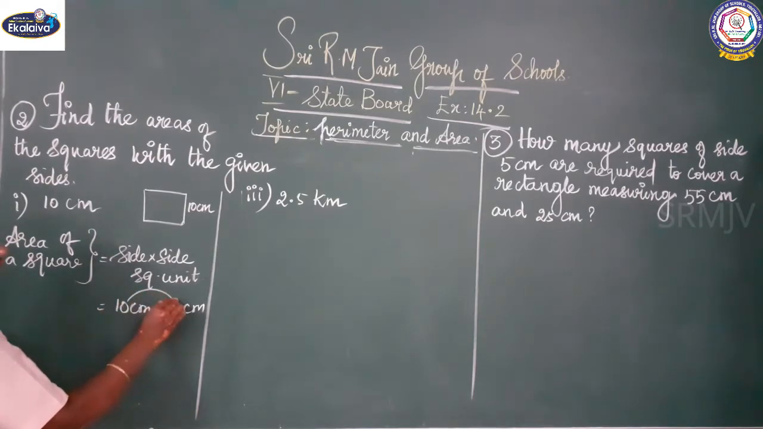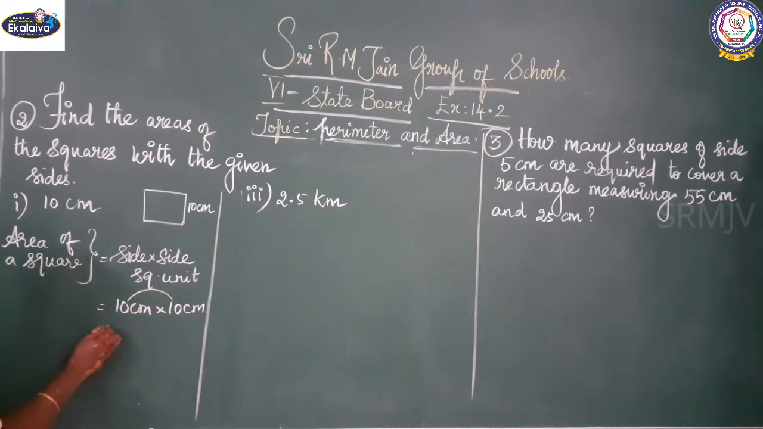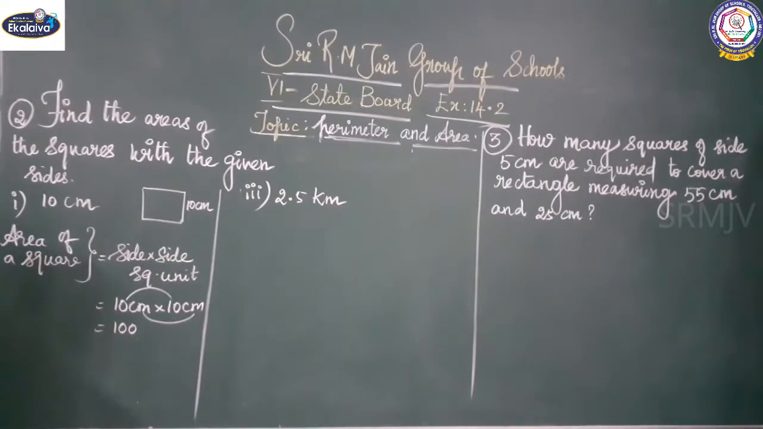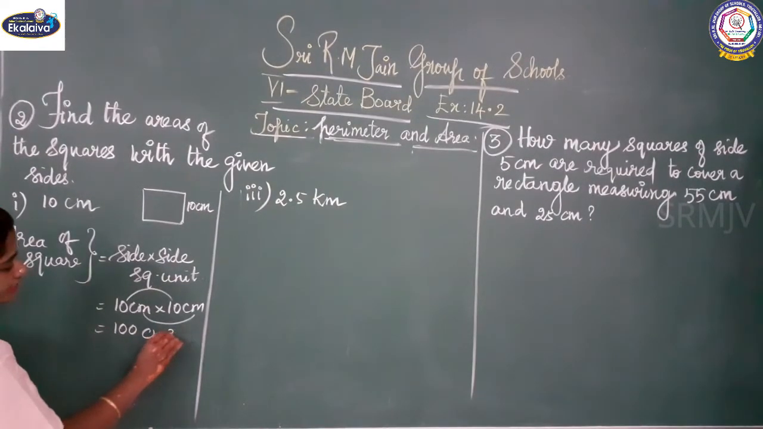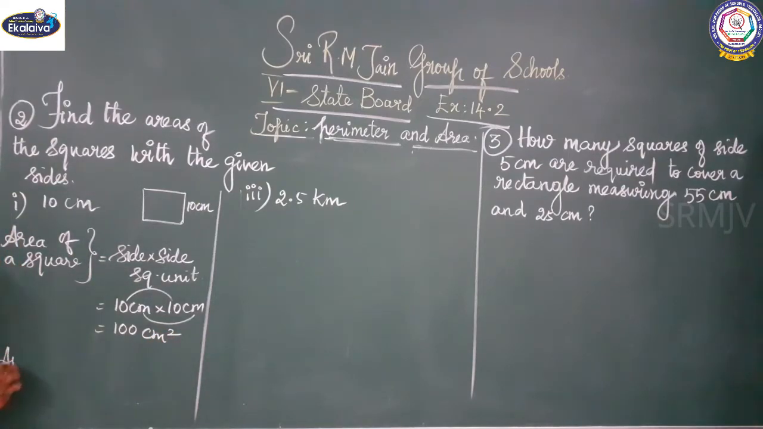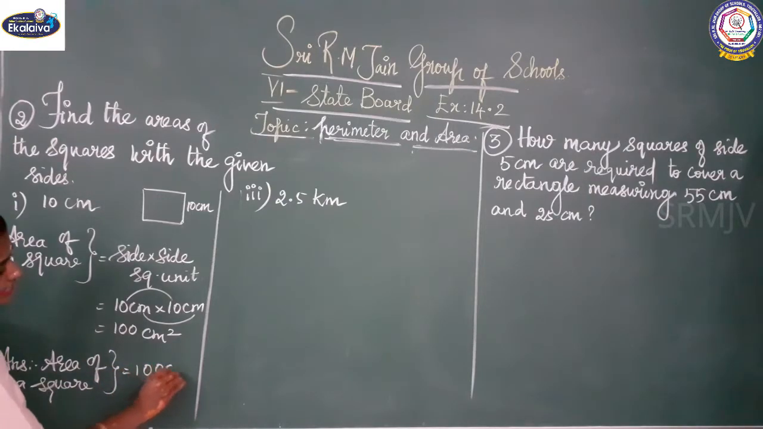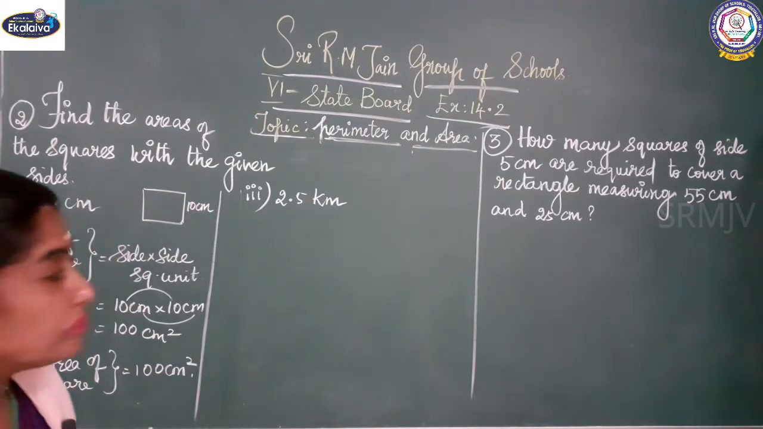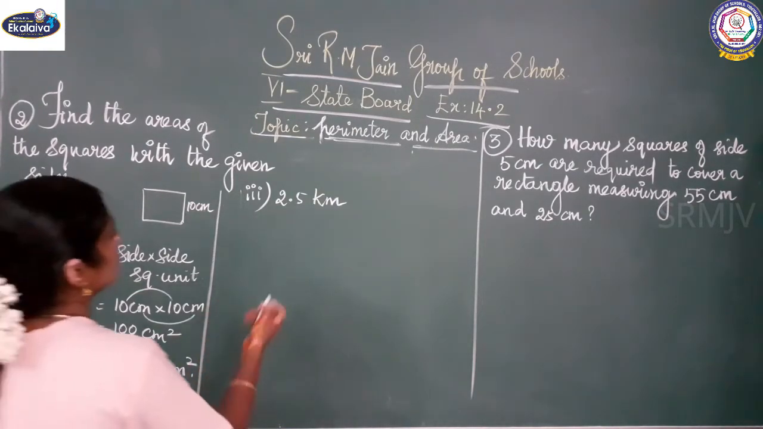Just you multiply 10 tens are 100. And centimeter into centimeter is what? Centimeter square. Now I am going to write the answer for this. Area of a square is equal to 100 centimeter square. Can you clear this, children? Next I will move on to the next sum.